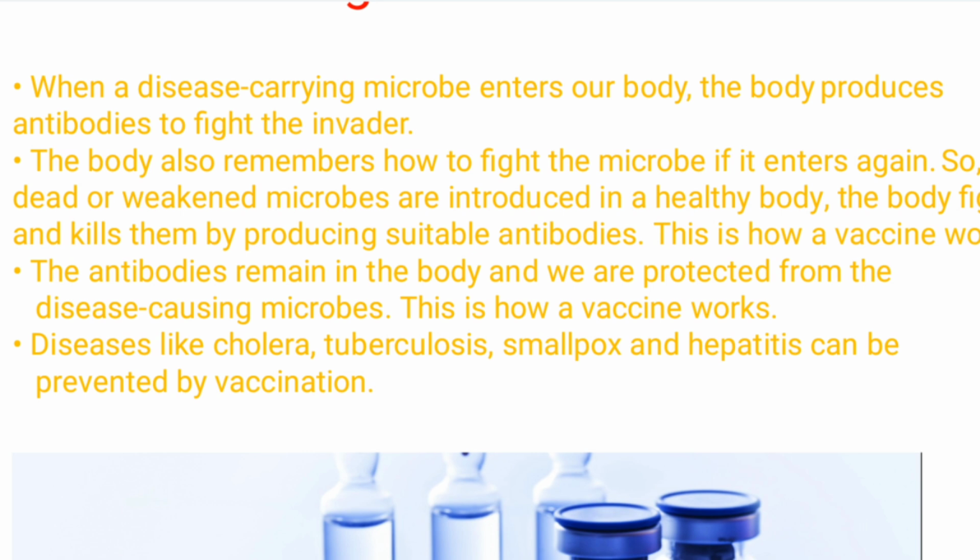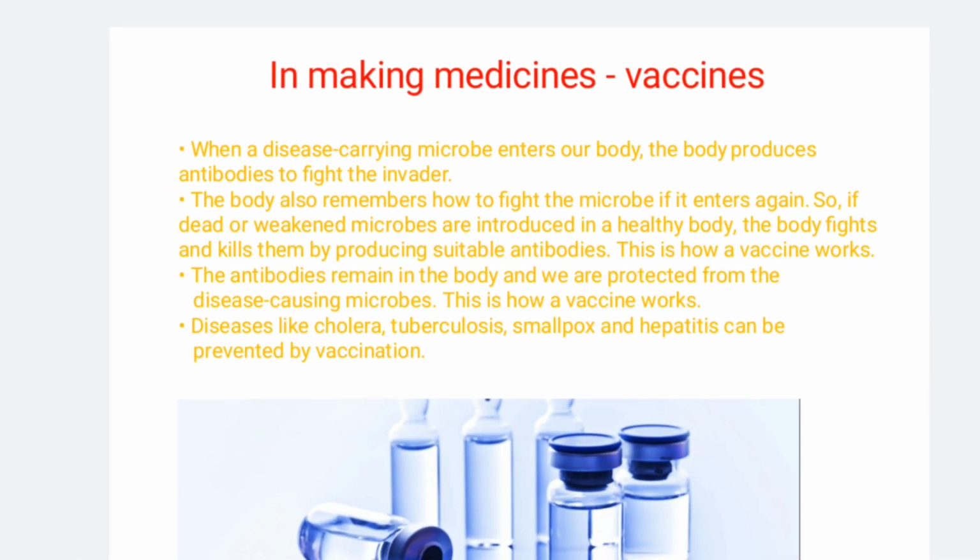Diseases like cholera, tuberculosis, smallpox and hepatitis can be prevented by vaccination. So such diseases like cholera, TB, smallpox, hepatitis and polio, for these we take vaccination. These vaccines are introduced into our body by means of injection, or oral polio drops are given. And these vaccines produce antibodies in our body against a specific disease-causing microorganism. They remain in our body for lifetime, and whenever next time that microbe invades us, these antibodies fight against that microorganism and we are protected from the particular disease. So in this way, microorganisms are used in the preparation of vaccines.